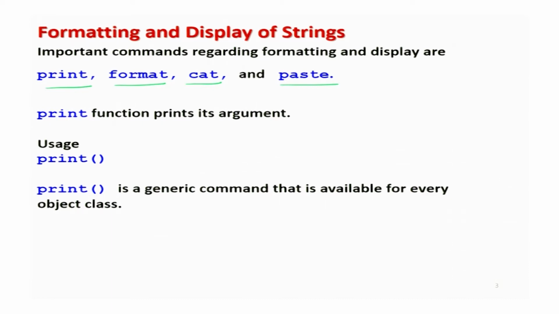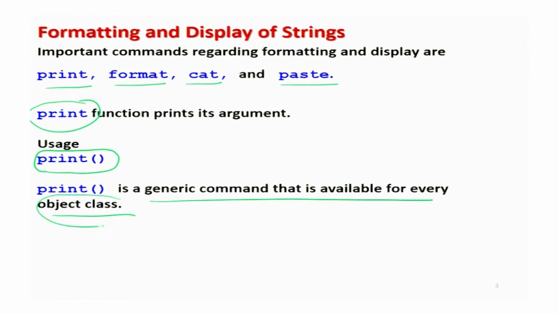First let us consider the function print. We already have used it many times, but this is the place where I am going to formally introduce it, because earlier I always used to say we are going to talk about it in further lectures. The way you would like to use the print function is print, and then inside the parenthesis you write down whatever you want to print. This is a generic command, and it is available for every object class. Now, you will understand the meaning of this object class. This is the class of objects which we used to find using the function class.